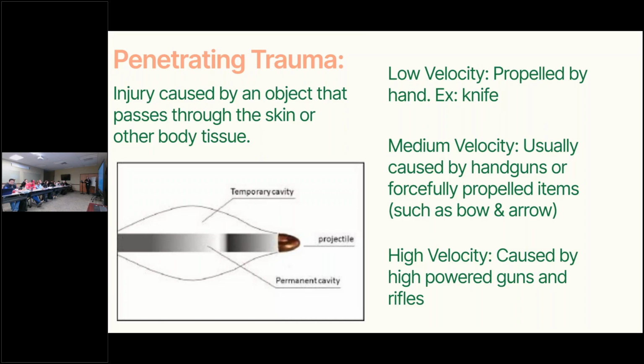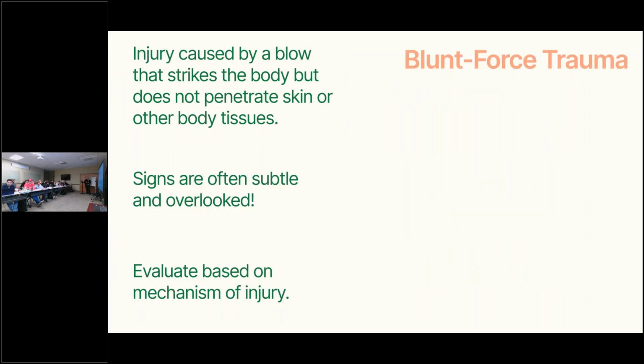And then blunt force trauma. This is injury that's caused by a blow that strikes the body, but does not penetrate skin or other body tissues. Again, this is kind of like those internal injuries in MVCs, that third collision. Signs are not always visible to us, right? That's why it says signs are often subtle and overlooked, because there might be internal things going on or bruising that's forming but not yet visible to us, that could be overlooked.